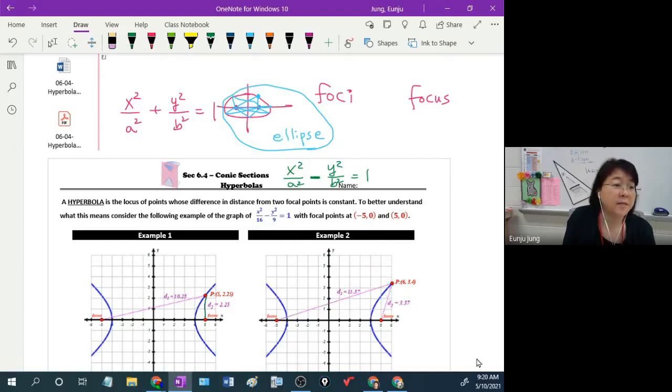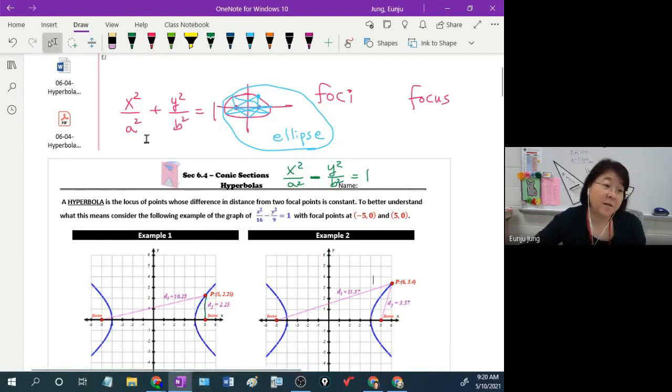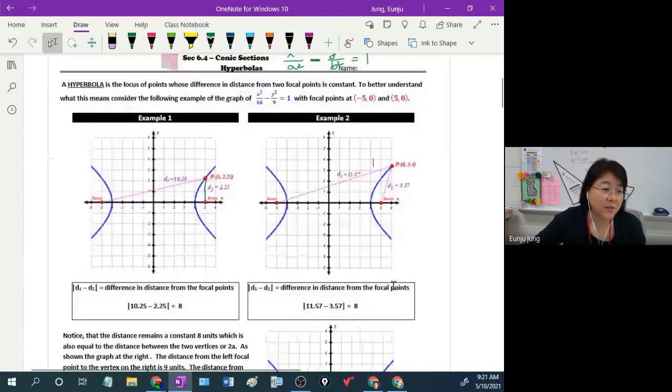A hyperbola is the locus of points whose difference in distance from 2 focal points is constant. Okay, so that is how we identify ellipse and hyperbola. Hyperbola difference, ellipse sum. So that was about the distance.